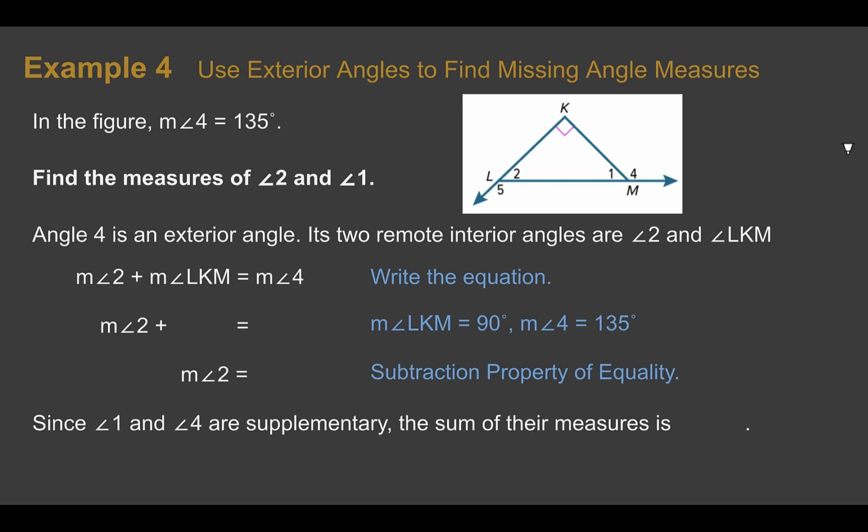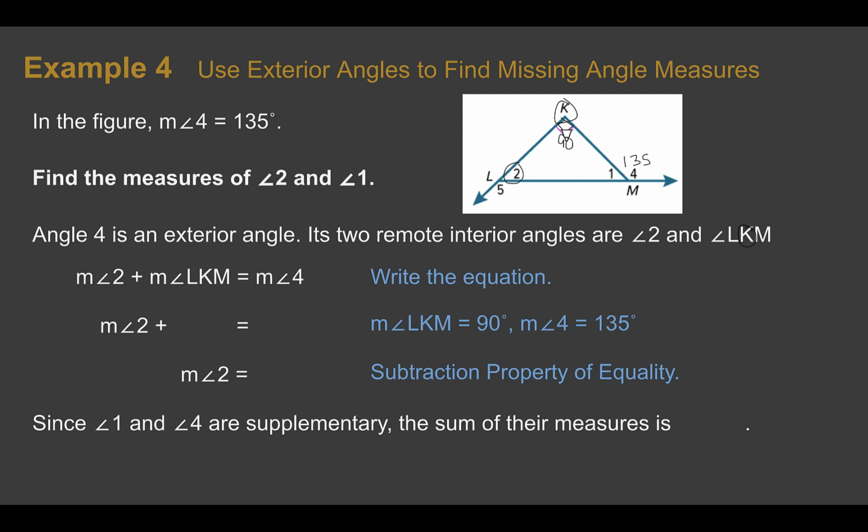Example 4. Use exterior angles to find missing angle measures. In the figure, the measure of angle 4 is 135 degrees. So let's write that down. Find the measures of angle 2 and angle 1. So angle 4 is an exterior angle. The two remote interior angles are 2 over here and LKM. So the middle letter tells us where the angle is. And because that's a right angle, I can see that symbol. I already know that that's 90.